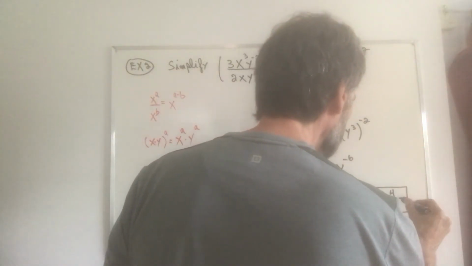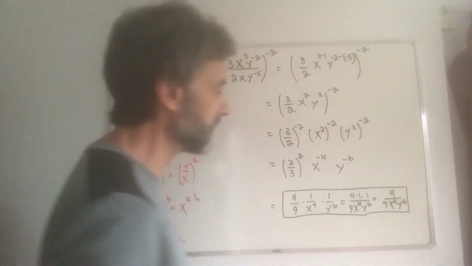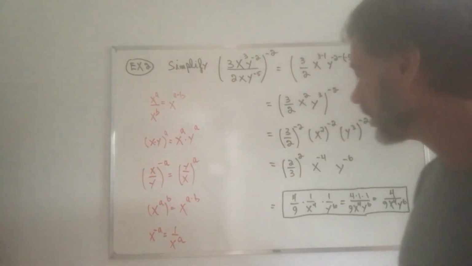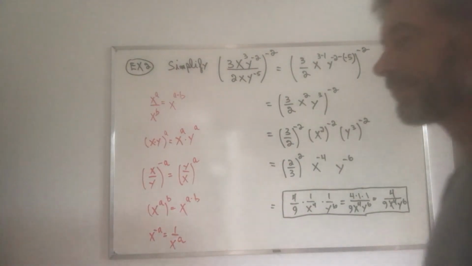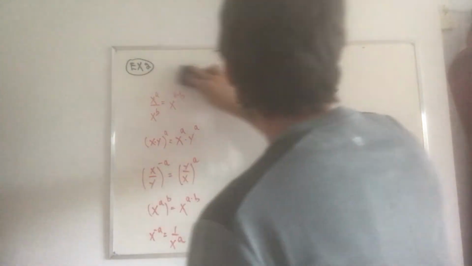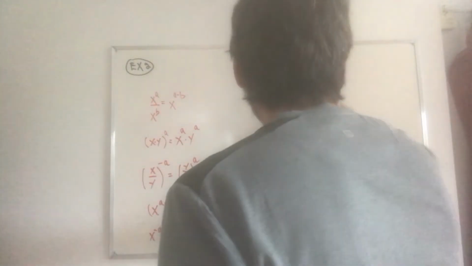This would be 4 divided by 9x^4y^6. This is as simplified as it will get. Good? Good. Okay, so if you have any questions on this, of course, you can ask when we meet later on this week. I want to do at least another example of this, maybe 2 if I have time. I don't want those videos to be too long.